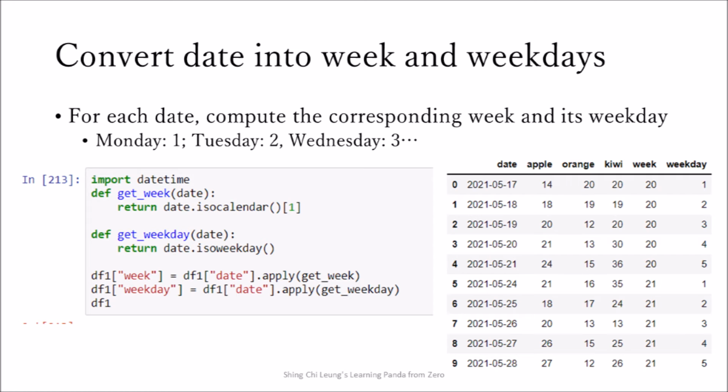Now let's take a look at the final result. We now have 6 columns. Besides the first 4 columns which already appear in the original data frame, we also have the column week and weekdays. And we can see how these days are characterized by the number of weeks they are in and their corresponding weekday number.